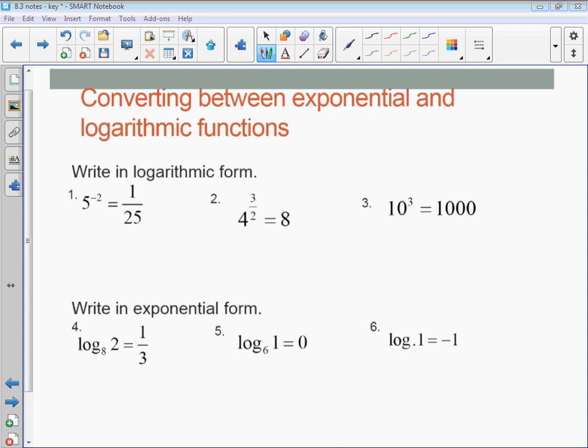0.1 equals -1. You guys know the base on number 6? So anytime there's a log without a base for it, the base is 10.